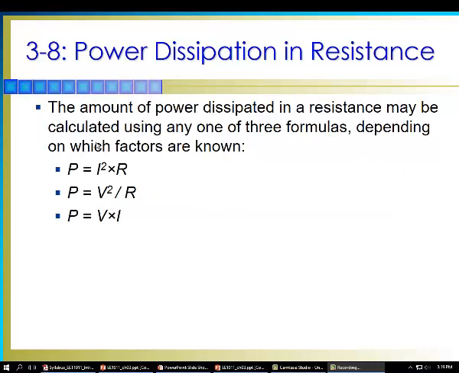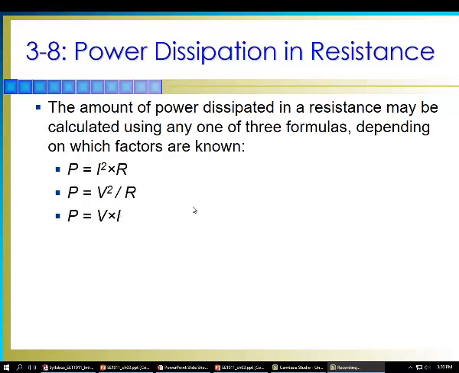Power dissipation. The amount of power dissipated in the resistance may be calculated using any one of three formulas depending on which factors are known. So if we know the current and the value of the resistor, power equals the current squared times R, or V squared divided by R, or just simply V times I. Because remember, this is the base formula for power: power equals the voltage times the current.